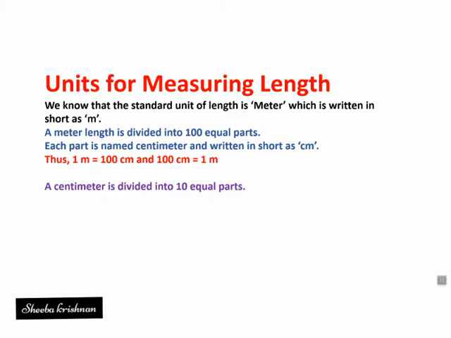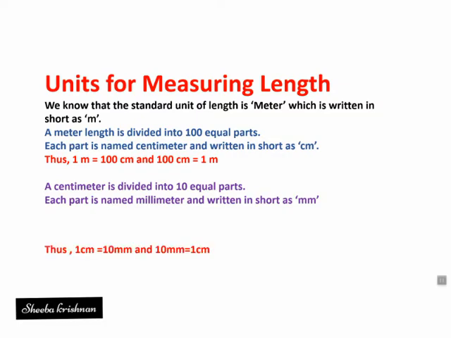And a centimeter length is divided into 10 equal parts, and each part is named millimeter and written in short as mm. Thus, 1 centimeter is equal to 10 millimeter, or we can say 10 millimeter is equal to 1 centimeter.